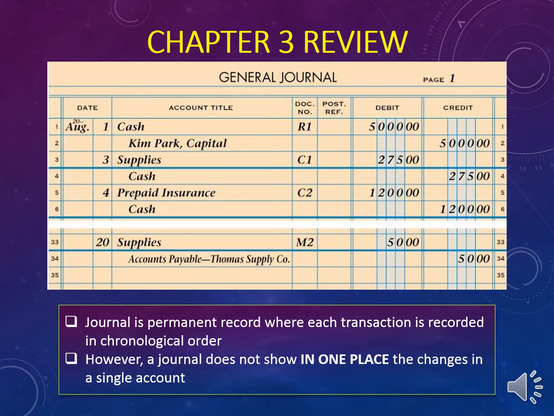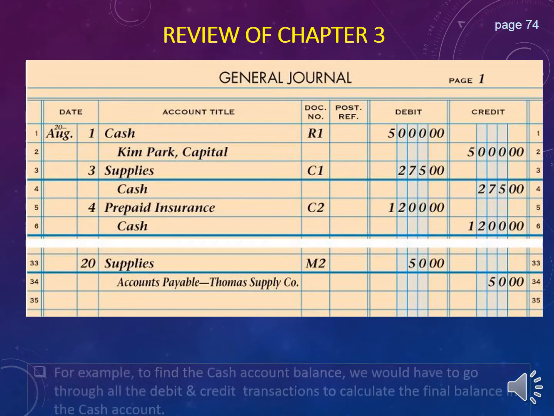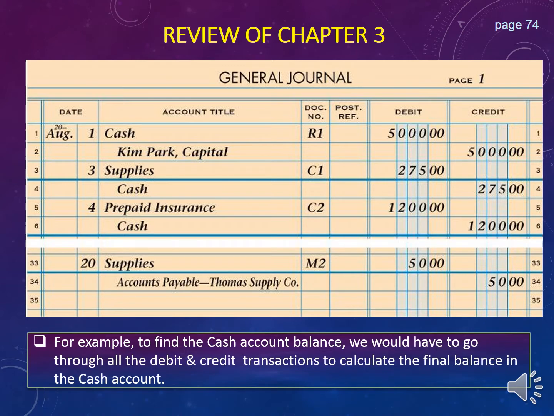However, the problem with the general journal is that it does not show in one place the changes in a single account. For example, we want to find the cash account balance. In order to do this, we would have to go through all the debit and credit transactions in the general journal to calculate the final balance in the cash account. Then we'd have to do this for each account. This is time consuming.